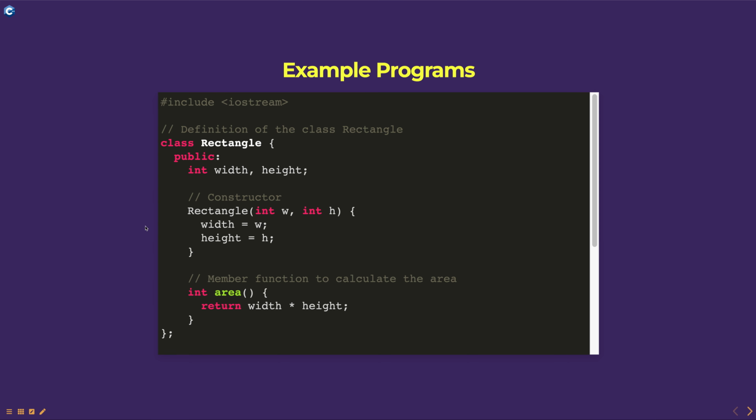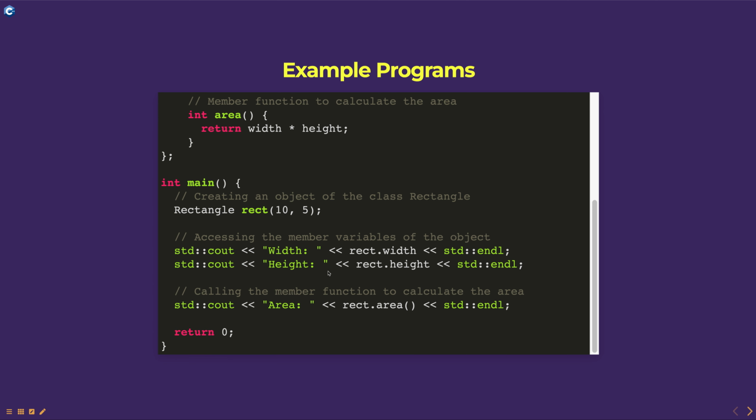In this program, a class rectangle is defined with two member variables, width and height, and a constructor to initialize these variables. The class also has a member function, area, that calculates and returns the area of the rectangle.